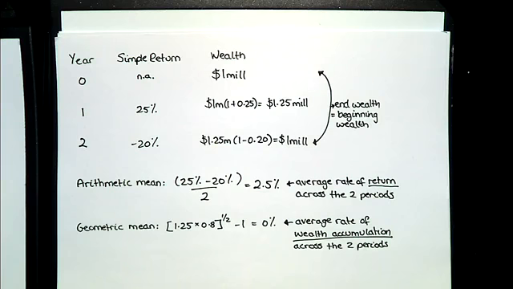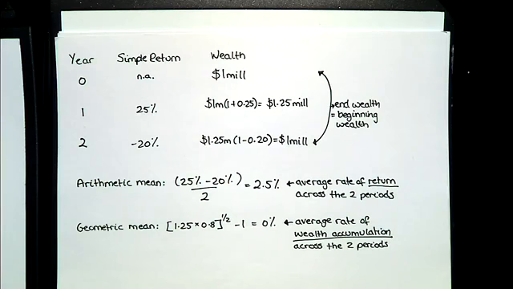All right, so you've probably seen this kind of example in past courses. Let's say that you've got 2 periods. You start with $1 million, you get a simple return of 25% in the first year, negative 20% in the second year. So over the first year, your 1 million grows to 1.25 million. In the second year, your 1.25 million falls back to $1 million. So you can see end wealth and beginning wealth are the same. You haven't accumulated any wealth over the period.